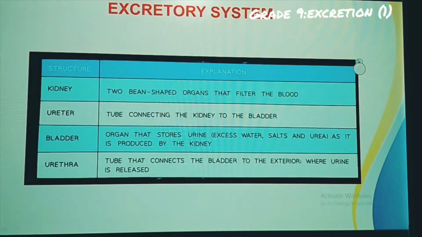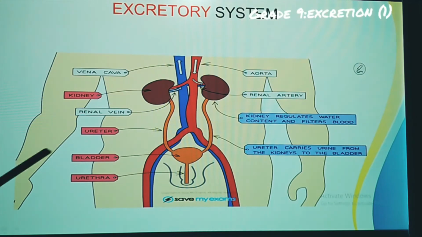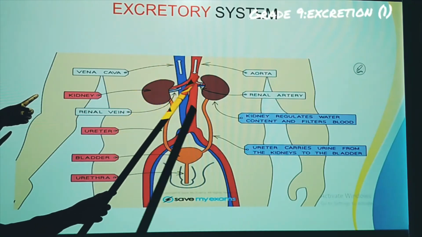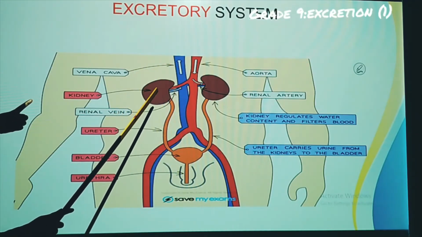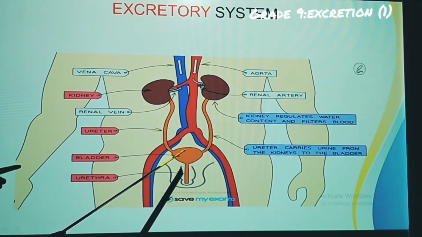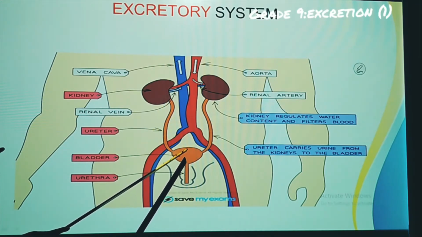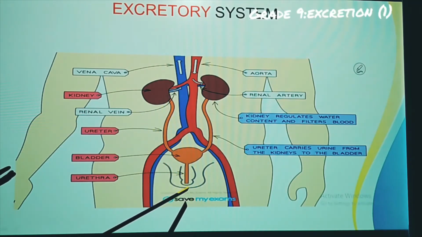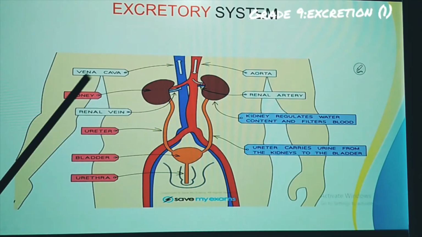So let's go back to this diagram. The kidney, what does it do? Filters the blood. So after they filter the blood, there is waste, right? The waste material then goes through this tube and it is stored in the bladder. So when it is stored in the bladder, what happens? If you're ready to pee, then it goes through the urethra to the external part where the pee comes out from. So that's the logic behind this diagram.